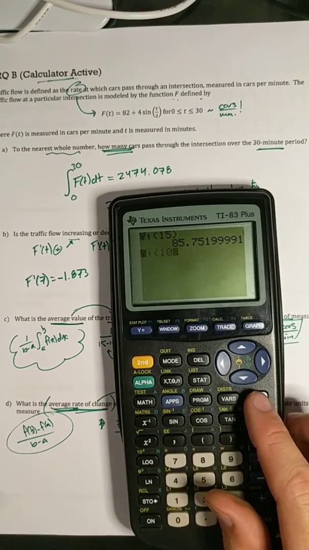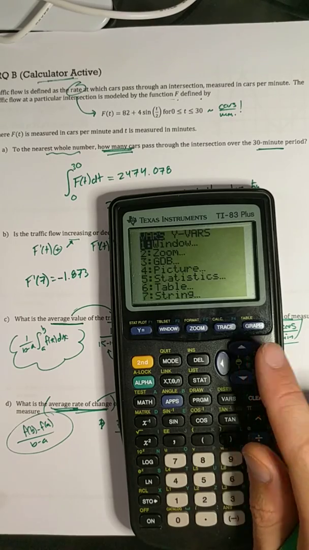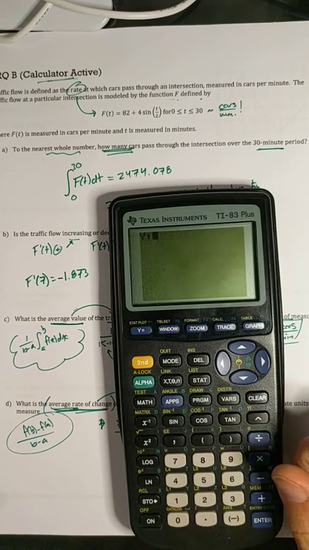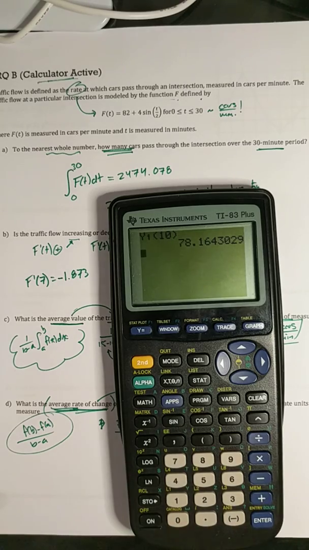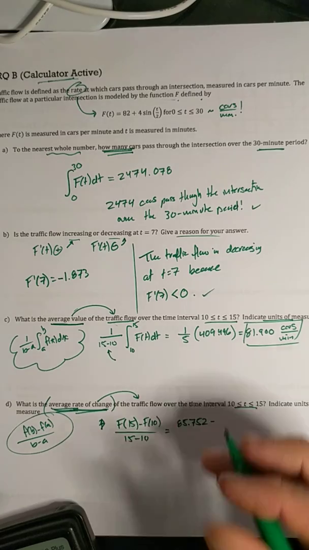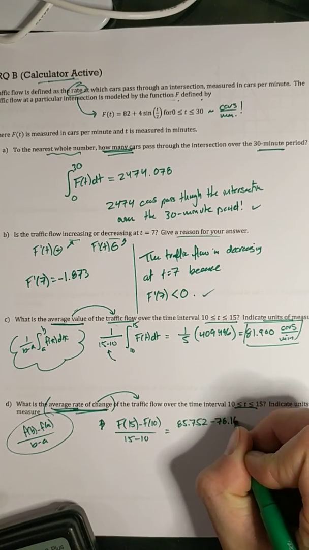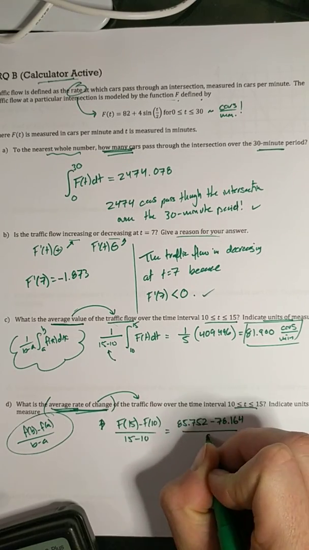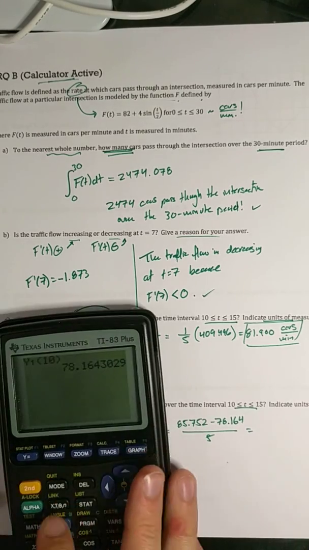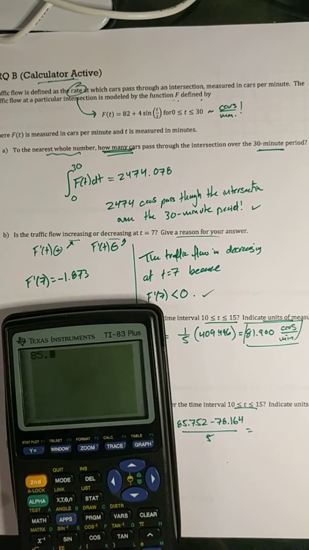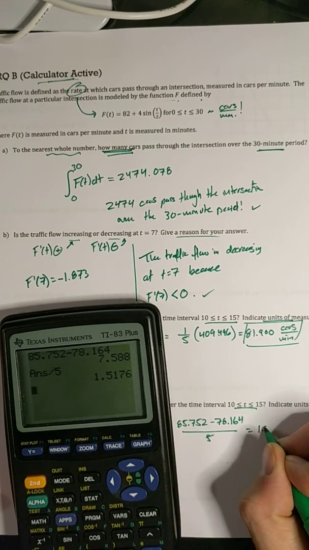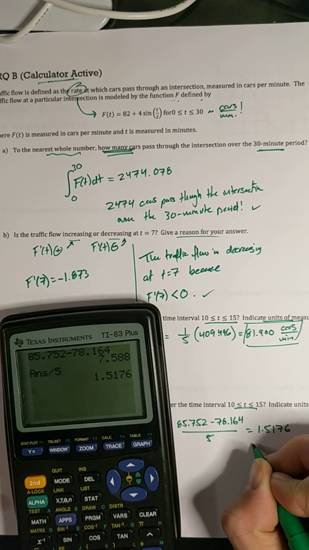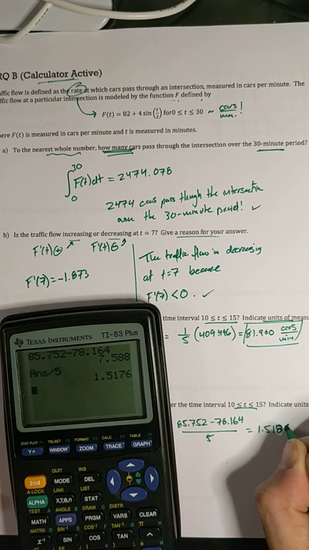Minus, I'm going to repeat that same thing, y-vars, y1 of 10. Oh, let me make sure everyone can see my keystrokes here. Vars, y-vars, y1 of 10 gives me 78.164. Divided by, denominator should be 5. So if I subtract those, 85.752 minus 78.164 divided by 5, we get 1.5176, and I'm just going to round that, so I'm going to make that an 8.